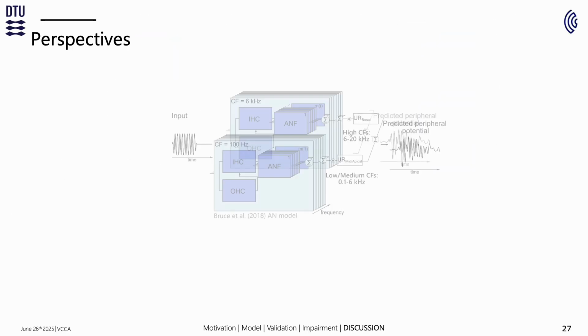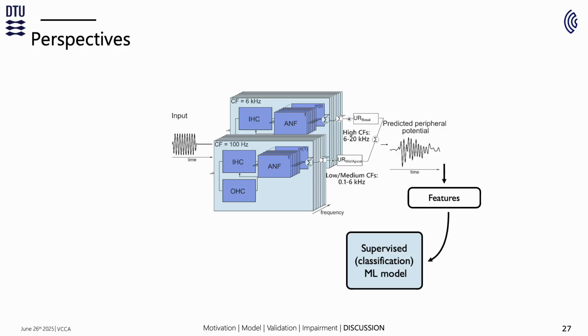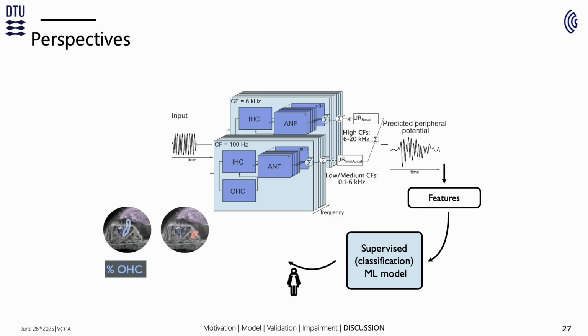So, future steps: we want to use the model to simulate a large data set of rich evoked responses to different sounds with a lot of different profiles of impairment, such that with this data we could extract features and train a machine learning model that would classify. Then when a patient comes into the clinic, we measure some potentials, it goes through the model, and we can say the proportion of outer hair cells, inner hair cells, and auditory nerve fibers that this person has along the tonotopic axis, the cochlear axis.